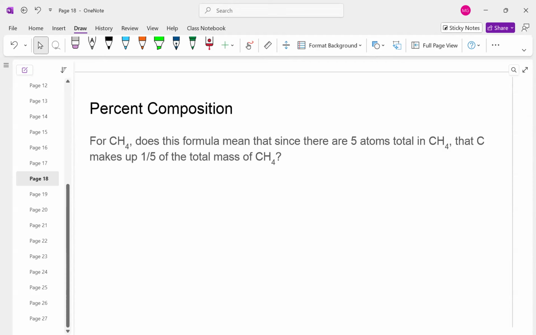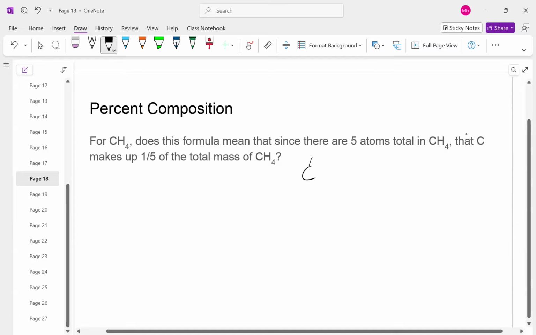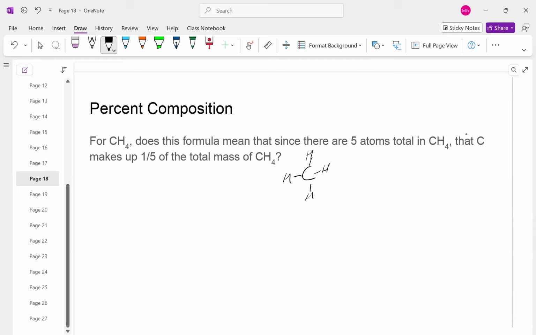CH4, just that simple formula, one molecule of it. Does that mean that since there's five atoms in CH4, that carbon makes up exactly 1/5 of the total mass? So if you have a carbon and four hydrogens, since there's five atoms, carbon must be 1/5 of the mass, right? No, that's not what that means.